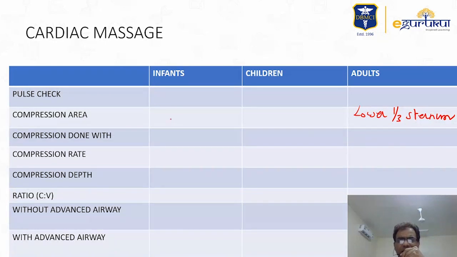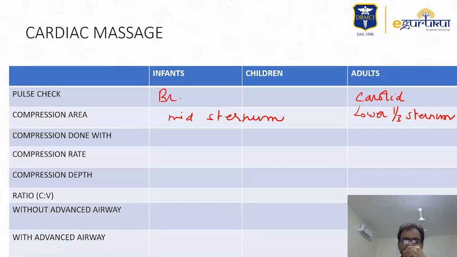In children and infants it is a little higher, almost the junction of the lower and middle sternum. Not exactly mid sternum, but the junction of lower and middle sternum. Pulse check for adults is carotid. For infants, brachial. And for children, it can be brachial or carotid. Anyone you can use.